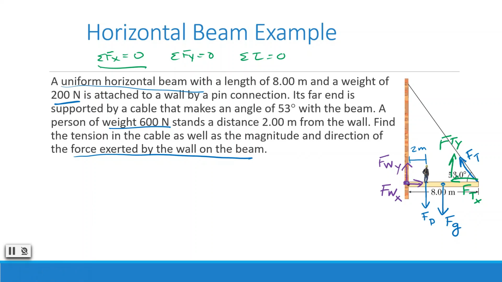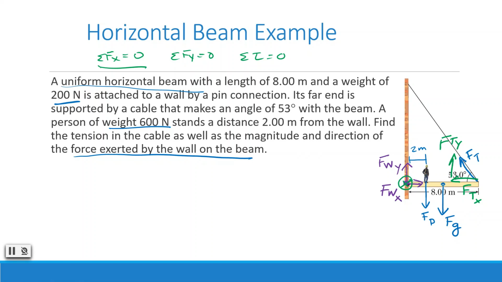Now I'm going to assume that my axis of rotation is going to be that hinge point at the wall. Why? Because I don't know anything about that force of the wall, so I don't want it to exert any torque. Because if it was exerting torque, then that would be two forces that I would need to figure out. And I know more about all the other forces.